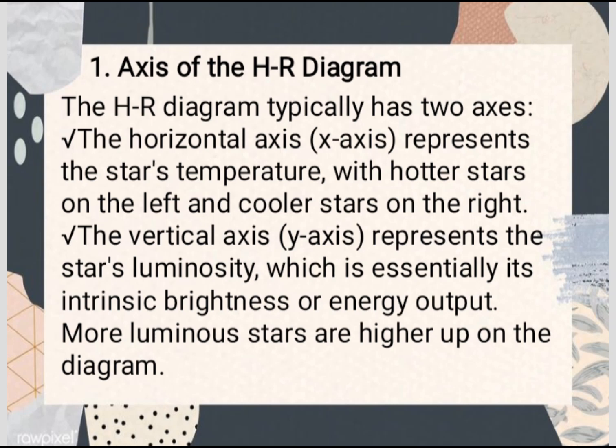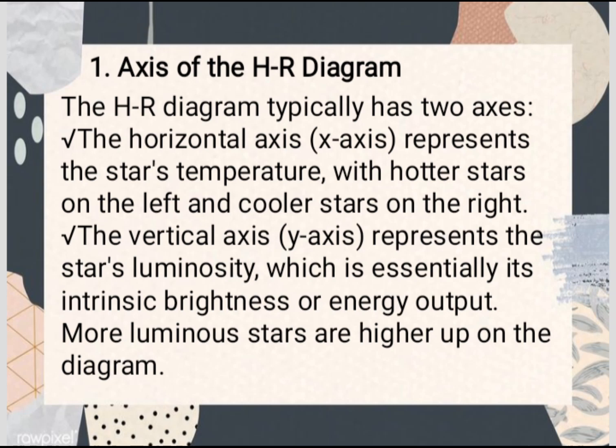The HR diagram has two axes. Number one, the horizontal axis or the x-axis represents the star's temperature, with hotter stars on the left and cooler stars on the right. And then the vertical axis or the y-axis represents the star's luminosity, which is essentially its intrinsic brightness or energy output. So more luminous stars are higher up on the diagram.